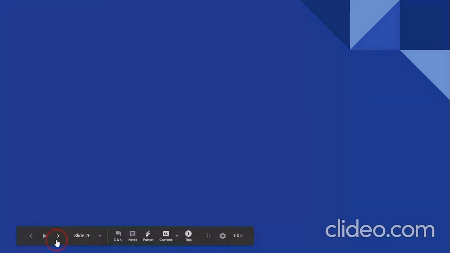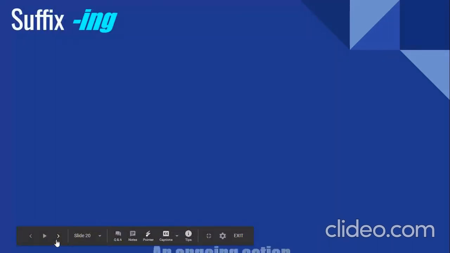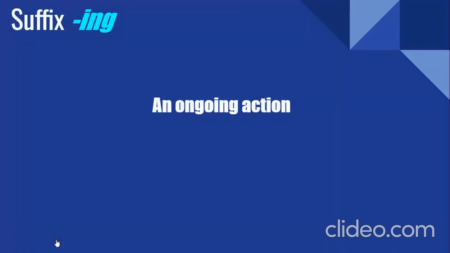Okay? Now we have the suffix ing, right? So this suffix, just like ed, we add to the ending of a verb. Now, when I add ing to the ending of the verb, it's telling me that the action has not finished. It's an ongoing action. It's happening as we speak. Most times that action began sometime in the past, but it's still going on.